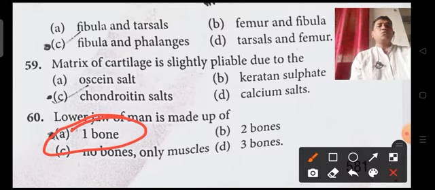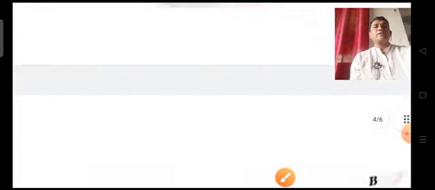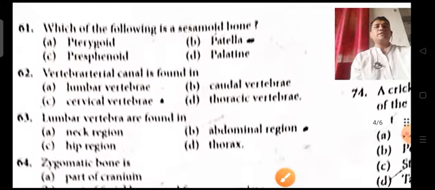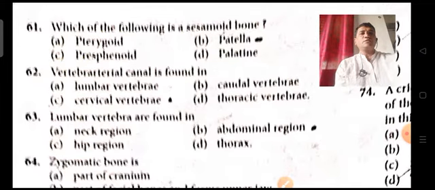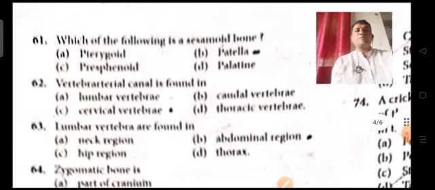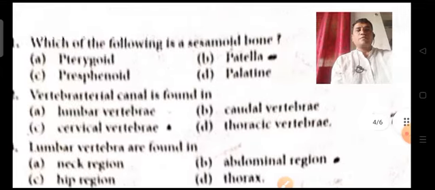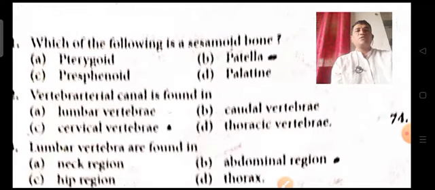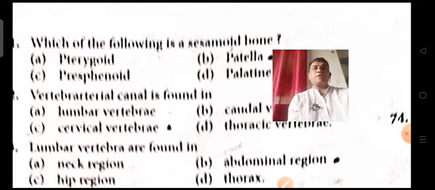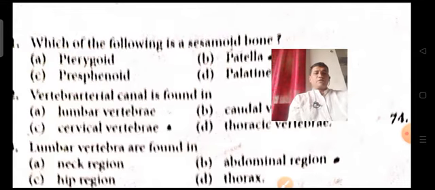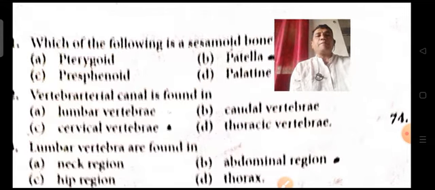So it is only one bone. Next, coming on to the 61st question: which of the following is a sesamoid bone? Here, pterygoid bone, patella, sphenoid, and palatine.